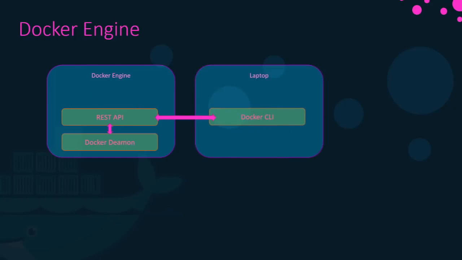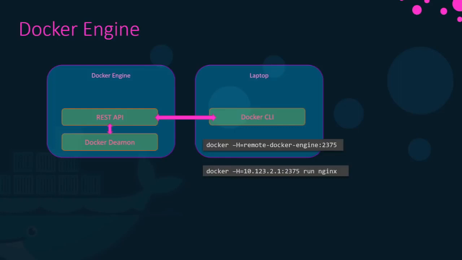Simply use the -H option on the docker command and specify the remote Docker engine address and a port as shown here. For example, to run a container based on nginx on a remote Docker host, run the command docker -H=10.123.2.1:2375 run nginx.